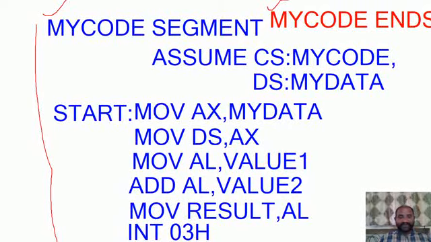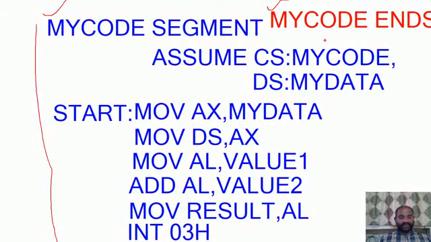It should be used after the int 03h. Again I am repeating, it should be used after the int 03h. Whatever statements I am writing in red color should come after these statements, in this order. After the int 03h you should follow this format, and after that you should terminate the program.